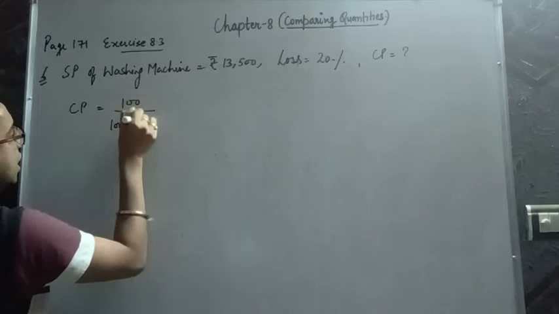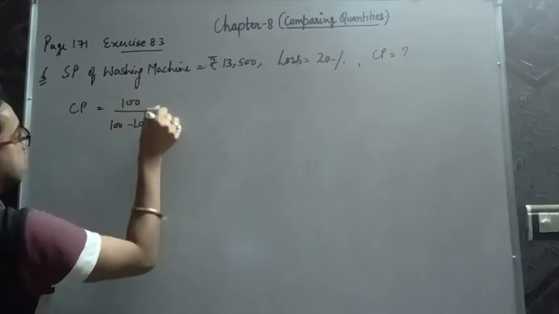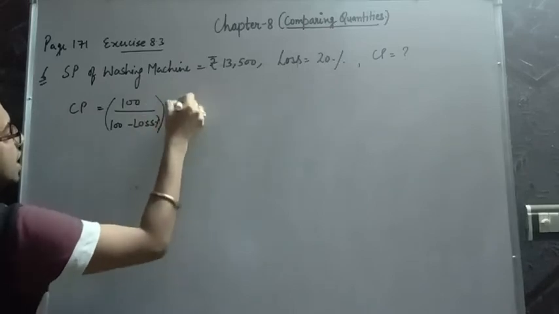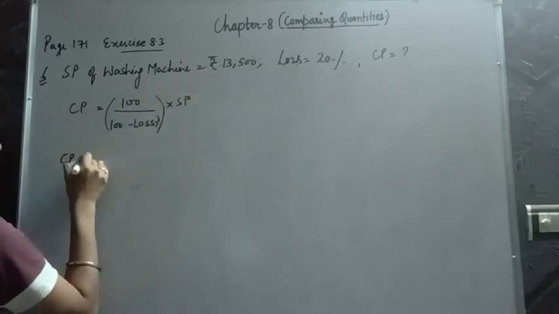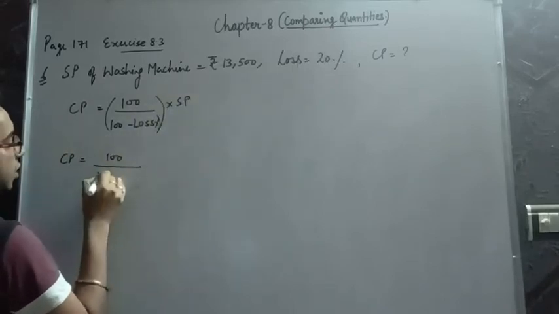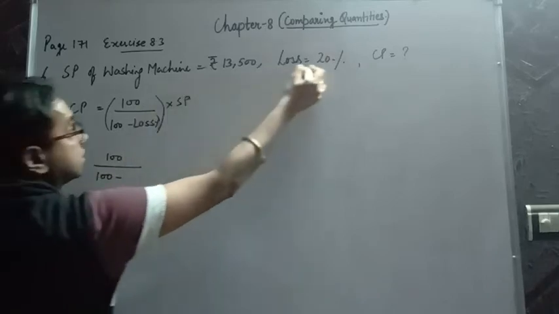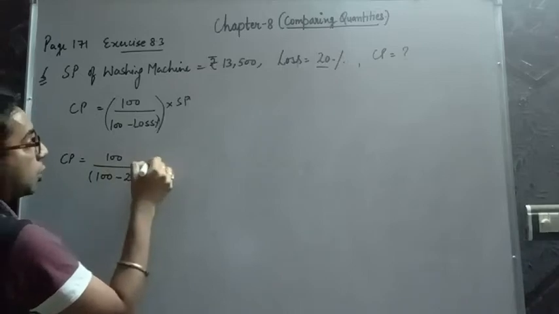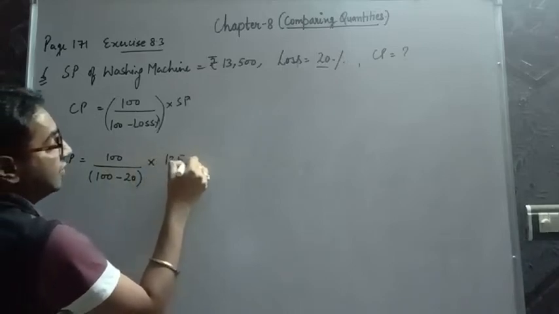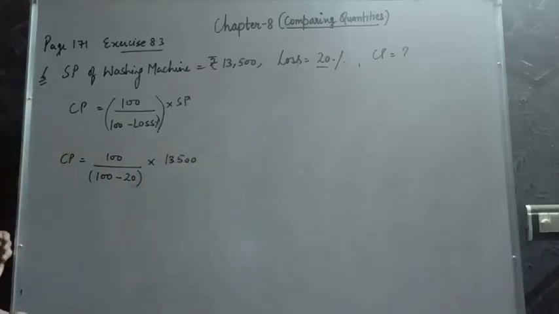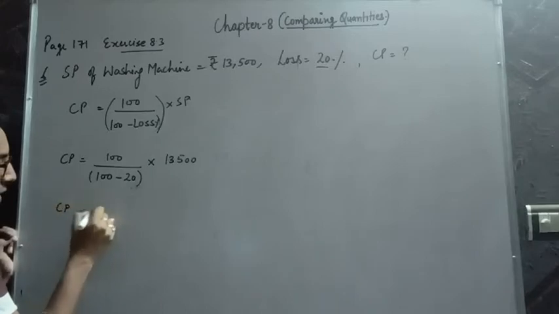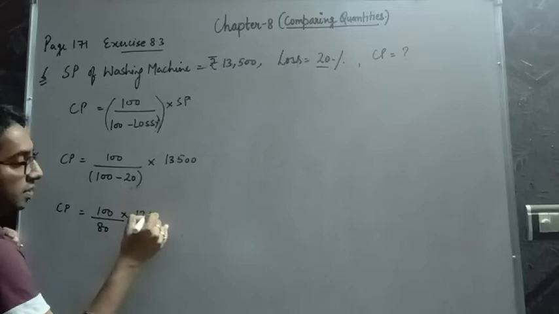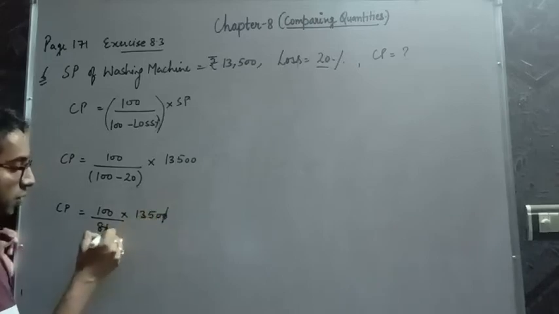(100 minus loss percent) upon 100 into SP. So CP equals 100 upon 80 into SP. Again, loss percent is what? You will write 20 only. Don't put percentage there, not required. Okay, so CP equals 100 upon 80 into 13,500. This 0 cancels out.